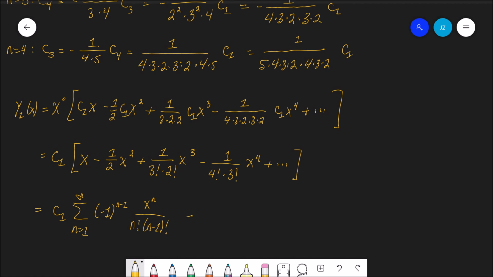And since C1 can be anything we want, we set it to be 1, and we get the summation n equals 1 to infinity of negative 1 to the n minus 1 x to the n all over n factorial times n minus 1 factorial.